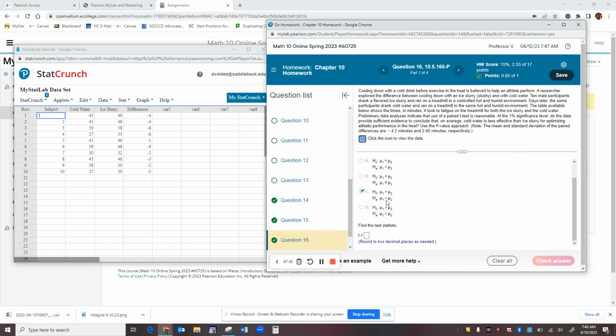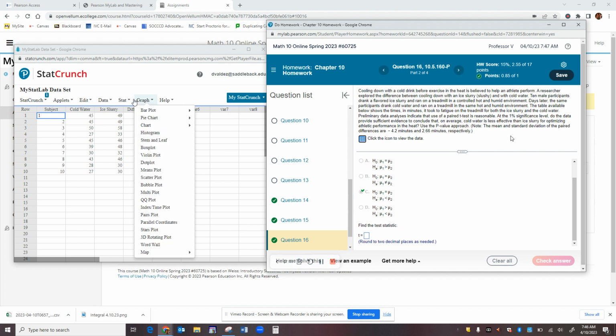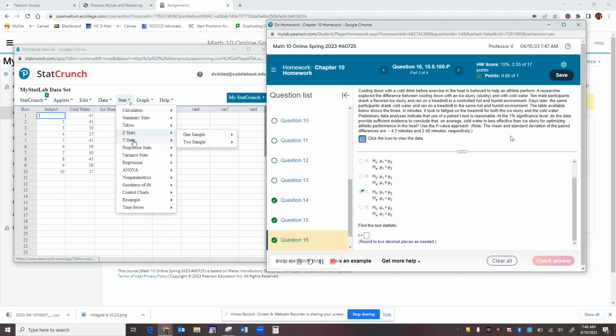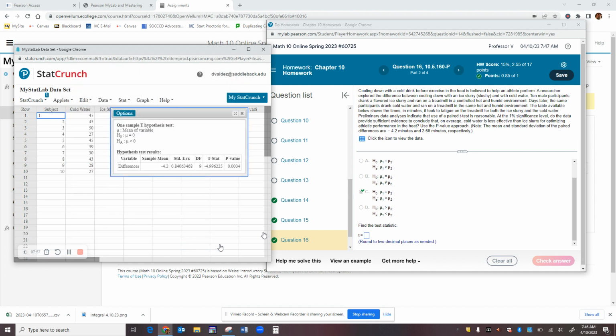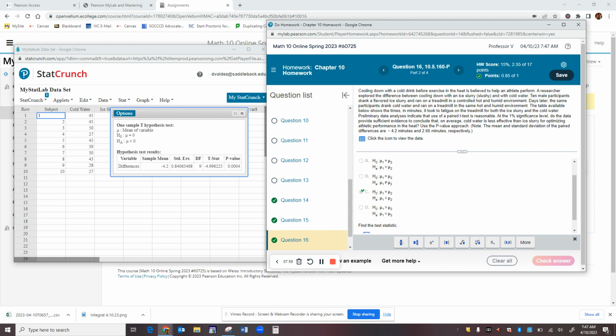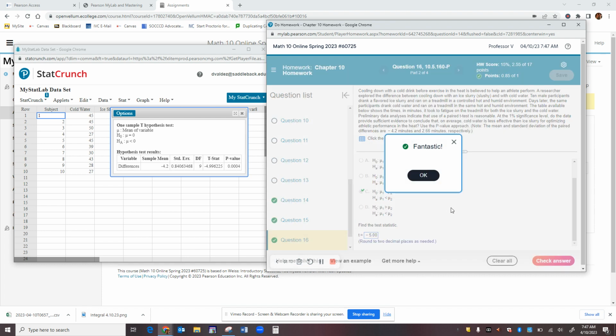So the alternative should be mu1 minus mu2 is less than 0. So t-stat, one sample with data, differences. Alternative, less than 0. Yes? Yes. Compute. Okay. Test statistic. Scoot down. Scoot. -4.996. Ooh, that will round to -5.00. Yes.